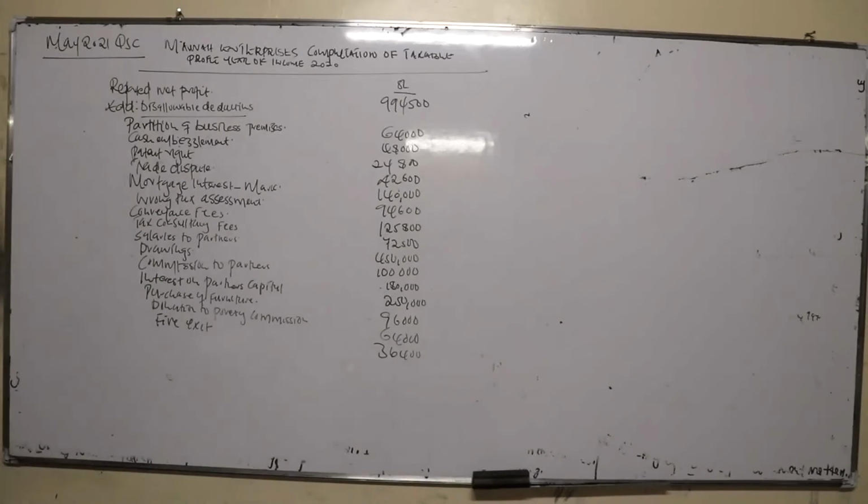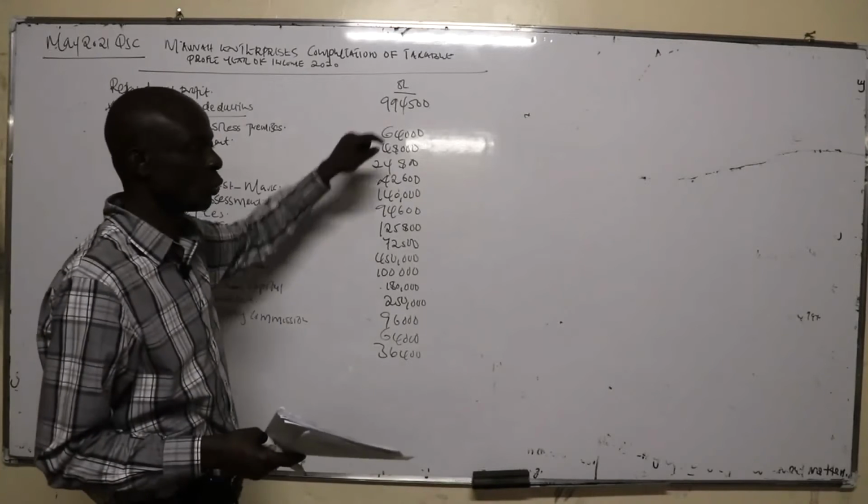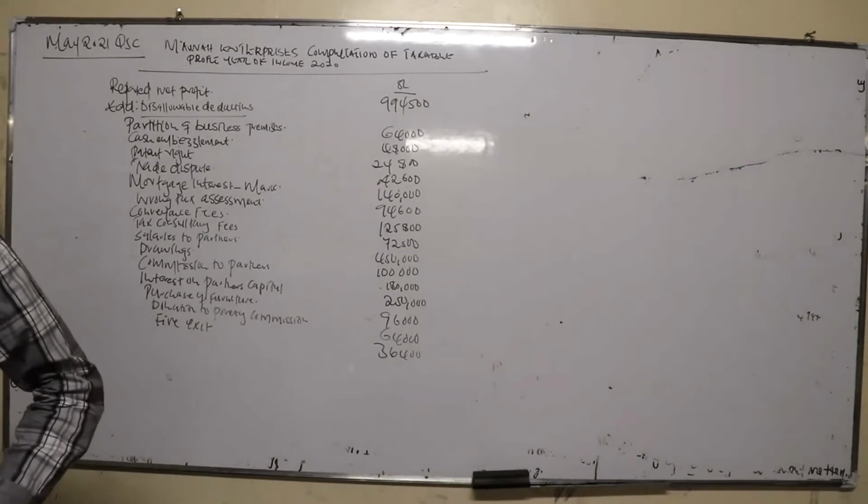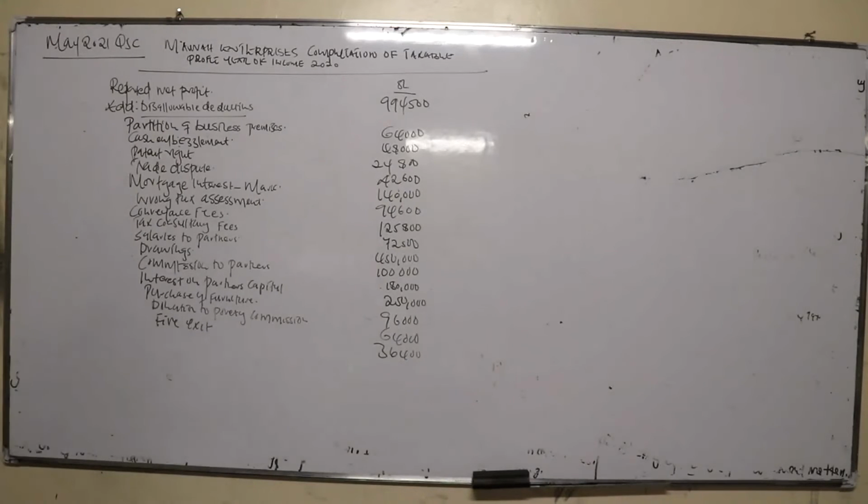So out of those expenses that were deducted, those ones are not supposed to have been deducted. So we call them disallowable expenses. We add them back to the profits. So we check other notes to see how they affected the profit. Before we can proceed, we check note number 1.